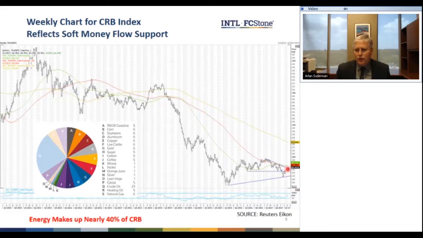But then it trended higher and has broken through the top of the short-term descending channel. That's short-term, since the first trading day in January. So that's a significant positive technical development that we see at this point.